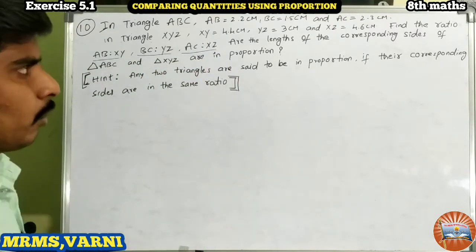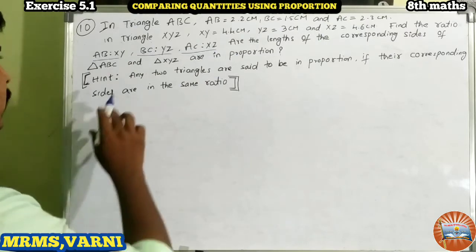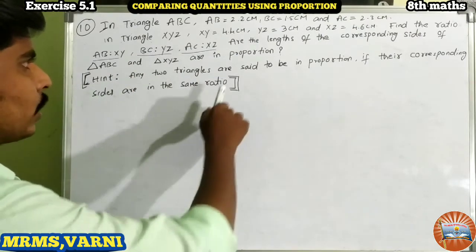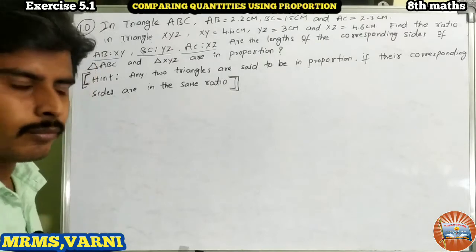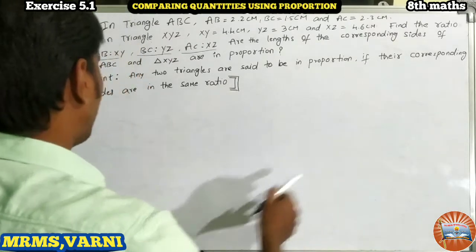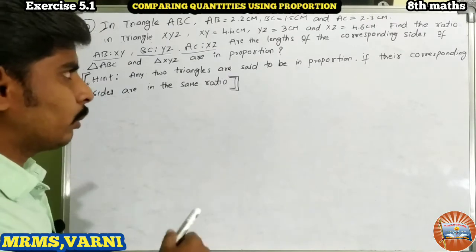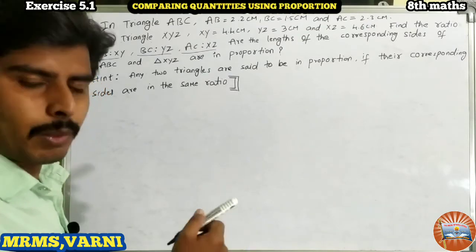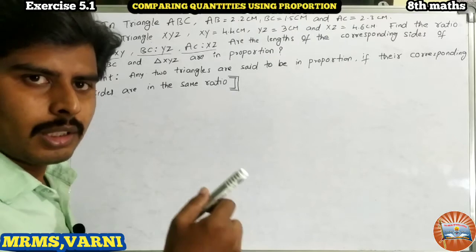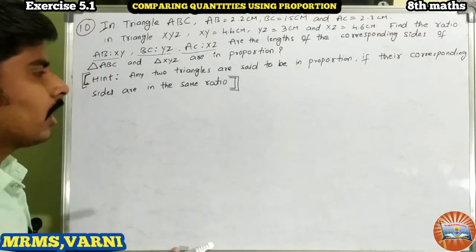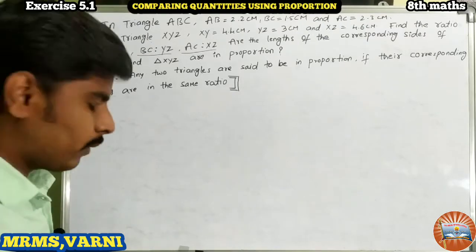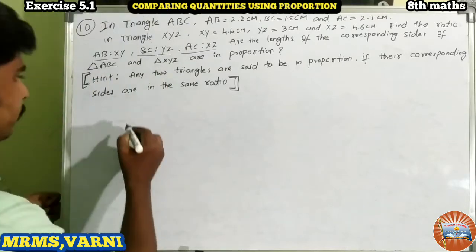XZ. Okay. So the given hint: any two triangles are said to be in proportion if their corresponding sides are in the same ratio. If two triangles are in proportion, the ratio of their corresponding sides must be the same. Okay, right, let us see here.